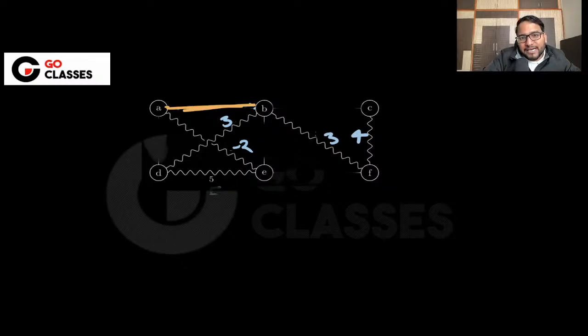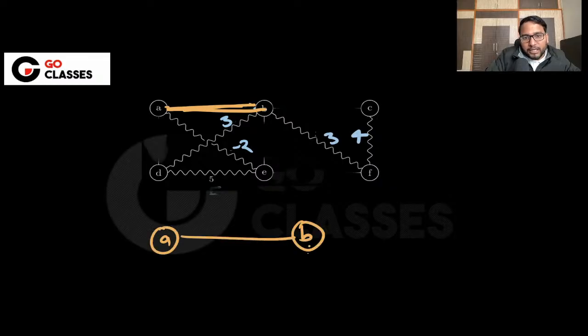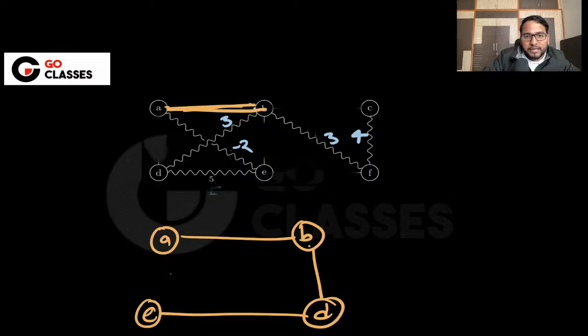Okay. See, A is connected to B. B is connected to, you can draw like this. A is connected to B. B is connected to D. You can just put this D here and E here. Okay. B is connected to D and D is connected to E and E is connected to A.